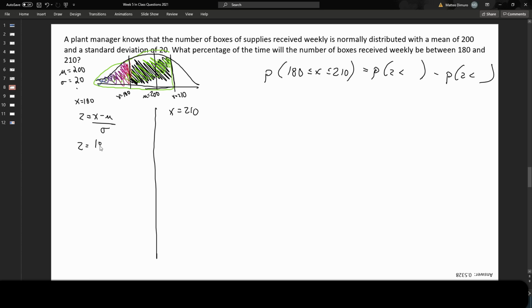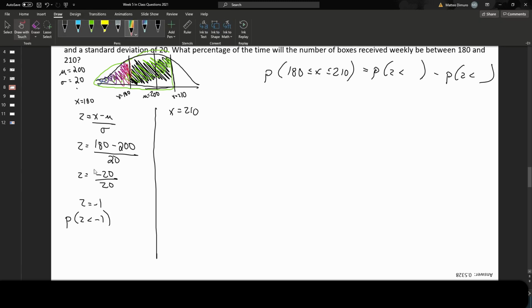So x is 180, subtract the mean of 200 divided by the standard deviation of 20. That's going to give us negative 20 in the numerator, so you're going to get a z-score of negative 1. Let's look up the probability that z is less than negative 1. We're doing the rainbow section, I'll even change to my rainbow pen.